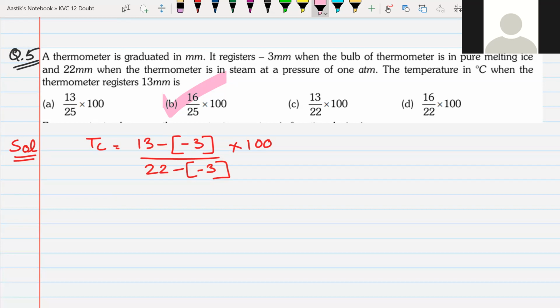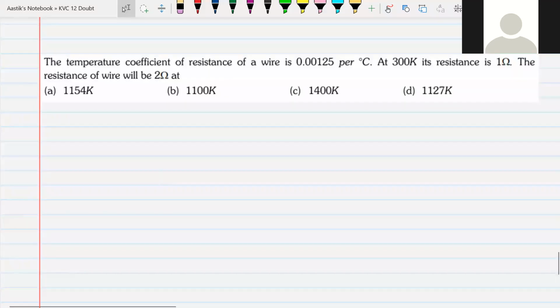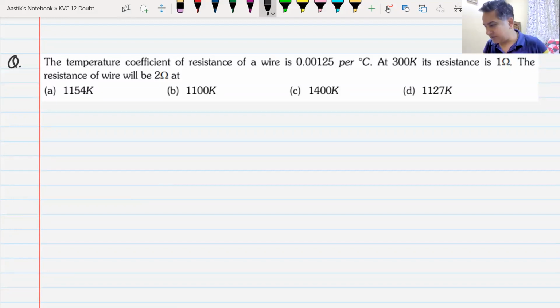One more, sir. Yes, I give you one more because it has come in JEE. This is the question that came in this year's JEE, not last year, in the second attempt, or the first attempt, doesn't matter.